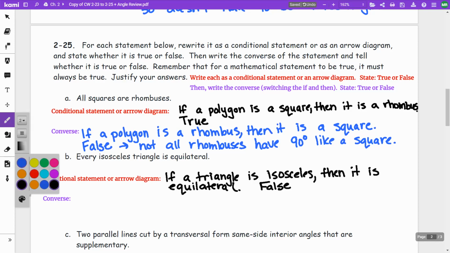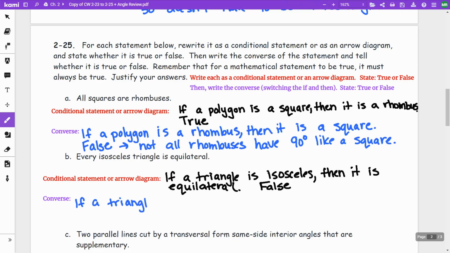Now, if I do the converse, if a triangle is equilateral, then it is isosceles. An equilateral triangle has three equal sides. An isosceles has to have two equal sides. So this is actually going to be true, because an equilateral has three sides and I only need two for it to be isosceles.